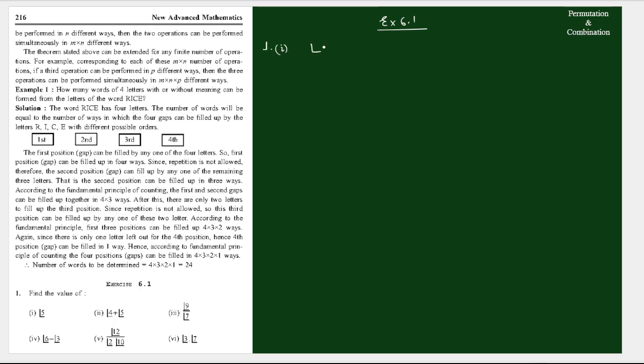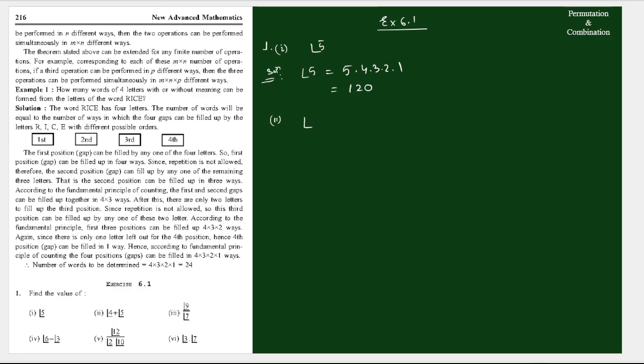So we need to find the value of factorial 5. Factorial 5 equals 5 into 4 into 3 into 2 into 1, and this is nothing but, I guess, 120. Is it? 20 into 6, 120.